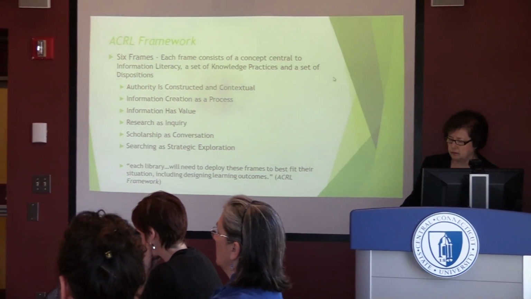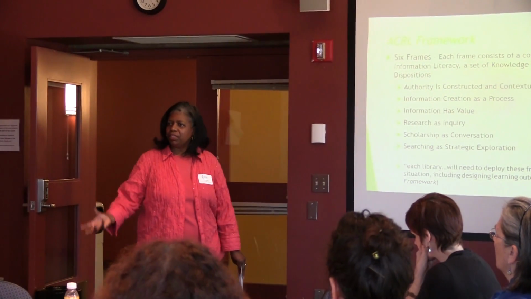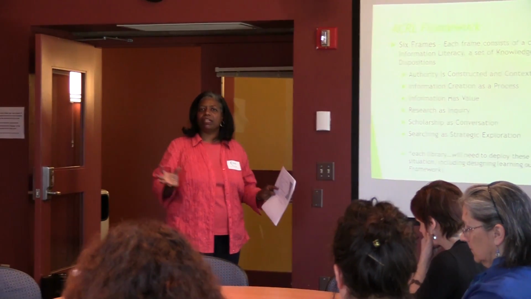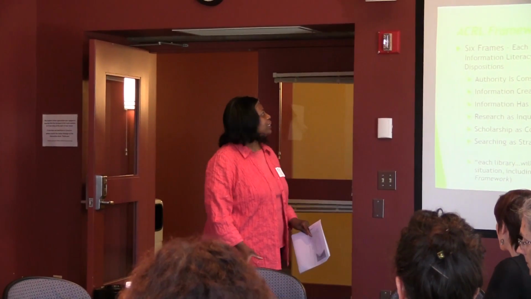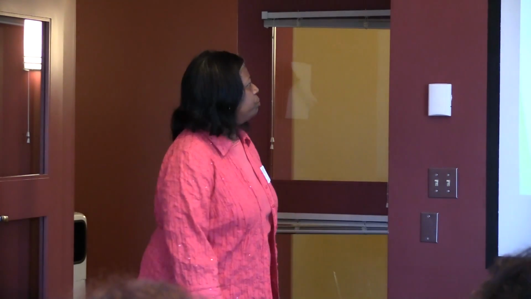So let's talk about the framework. I heard someone mention that you knew that there were 6 frames. It's a whole theoretical construct, is what they're calling it, which it is, there are 6 frames. Each frame has a central concept, and it's all about memory and information literacy. There are a set of knowledge practices. Think of those as abilities to do. So something that we can see something tangible come out of. And a set of dispositions, which are more defined as habits of mind, the way we think, and how that's going to influence what we do.